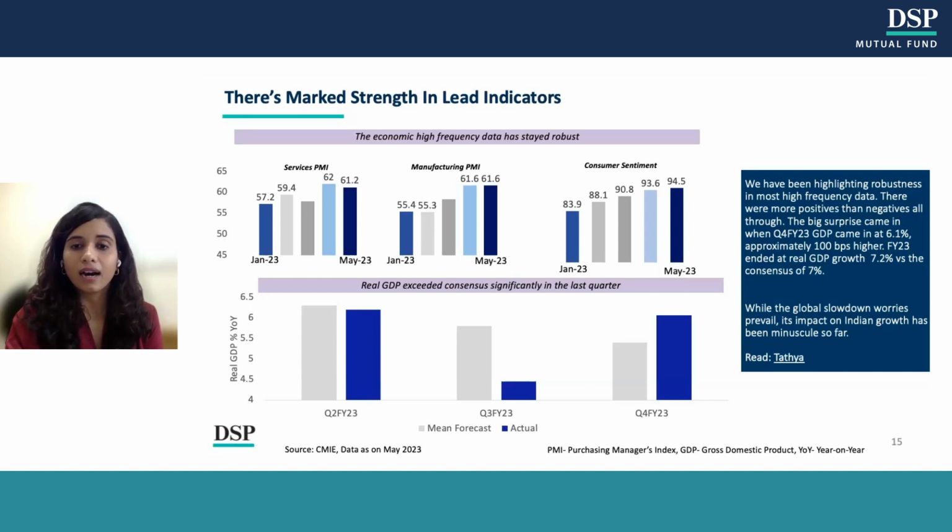Real GDP, in fact, for the last quarter, which was the March quarter, gave a positive surprise of 1%. So the expectation was 5.1%, and we got a real GDP growth of 6.1%. FY23 growth was expected at 7%, but we've closed the year at 7.2%. So growth is definitely bringing about positive surprises, which is also seen in the high frequency data of PMI and sentiment index, and therefore a marked slowdown in the Indian economy is hard to find.